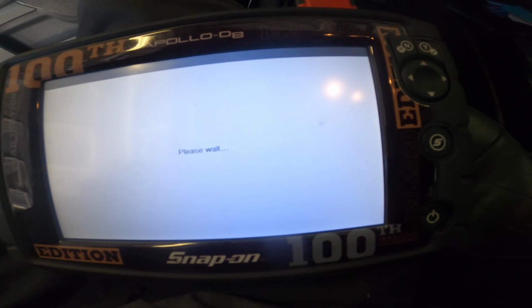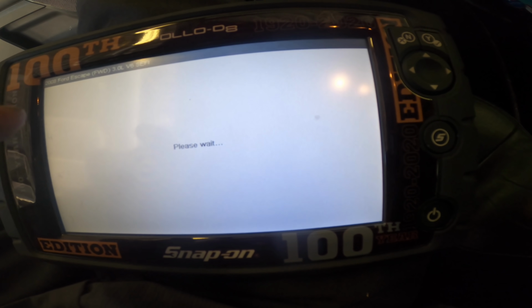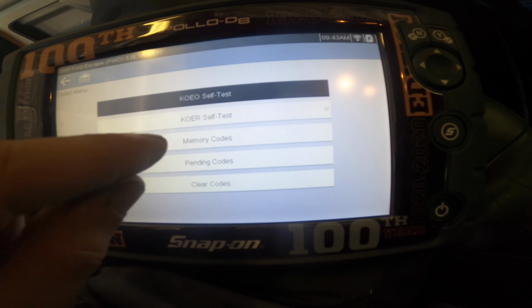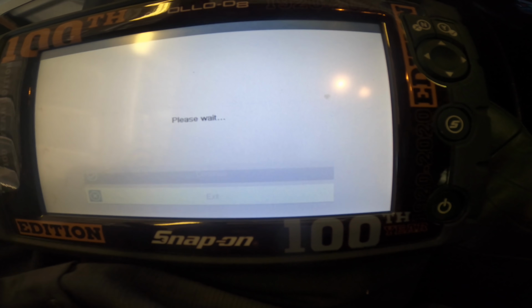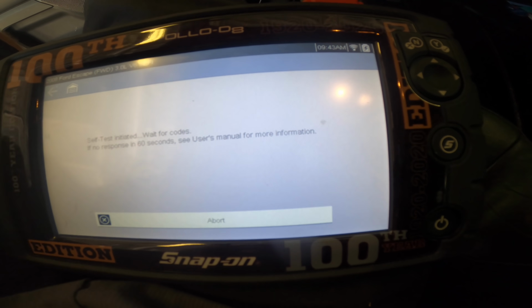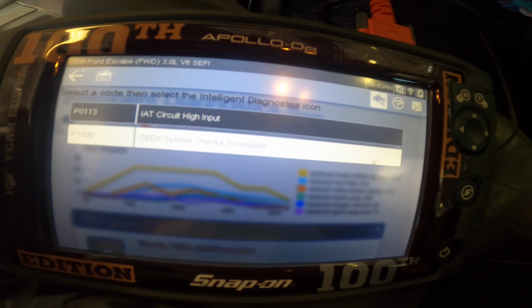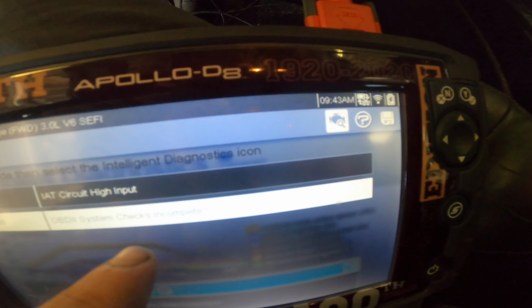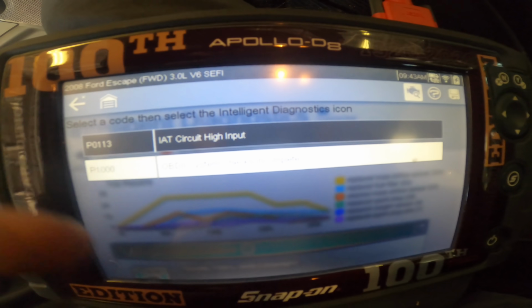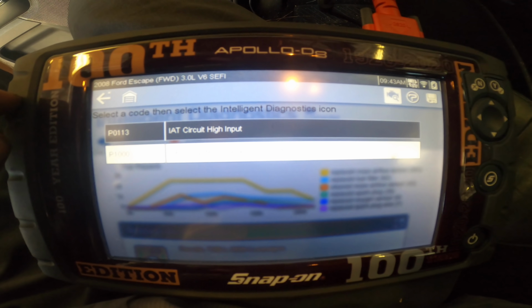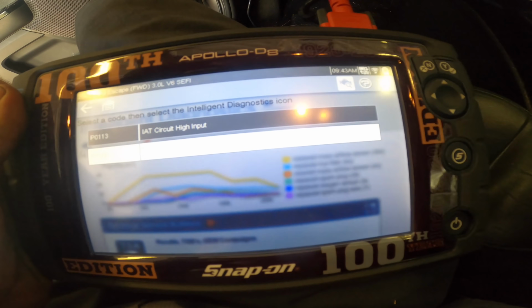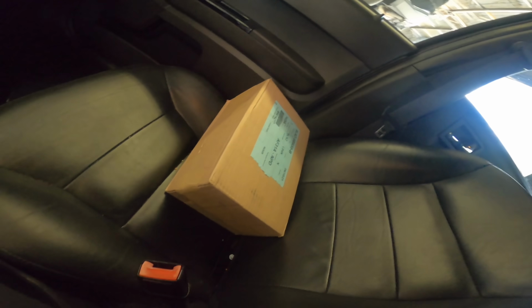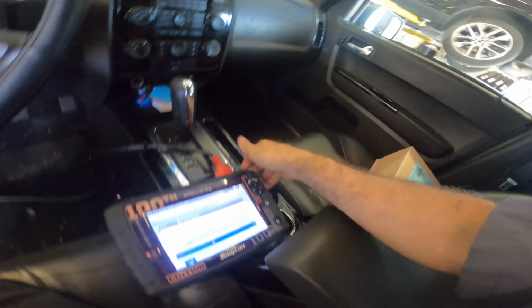Okay, it has located the VIN number and a vehicle type. Let's see what those codes say, just for fun. Memory codes. Continue, please. Initializing. Intake air temperature sensor circuit high, and P1000 OBD2 system checks incomplete. That just means it has not completed a drive cycle since the last time the check engine light was turned on or off. This will go away once I clear it, replace this component, and then operate the engine.